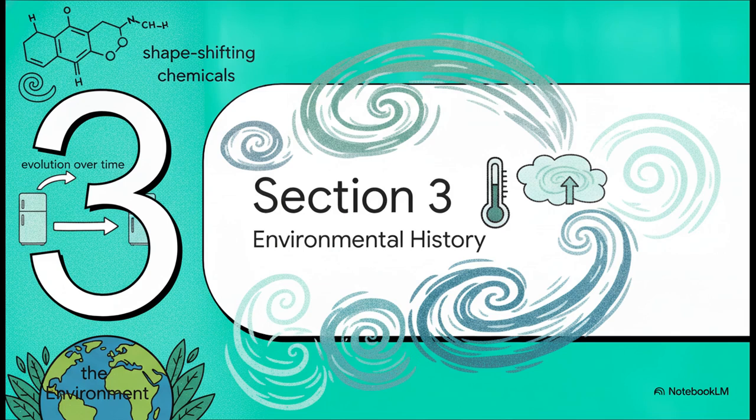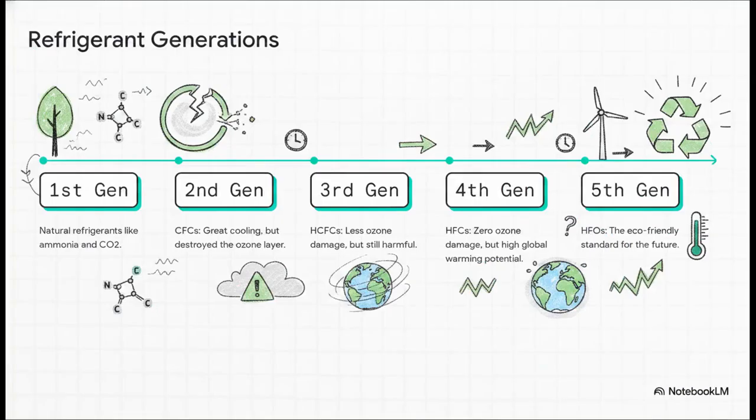Let's get into Section 3, Refrigerant Evolution for the Environment. Humanity's quest to find the perfect cooling agent has actually spanned 5 distinct generations, and what's super fascinating here is that this evolution wasn't just about making better or colder AC units. It's been heavily driven by environmental awakenings and, honestly, global crises. It seems like every time we thought we had the perfect chemical, we uncovered some crazy new side effect.